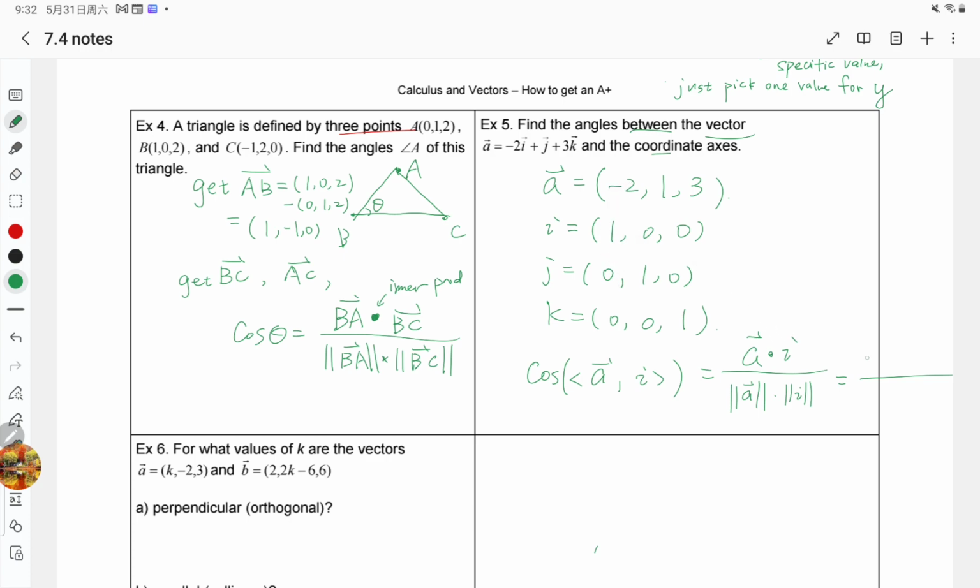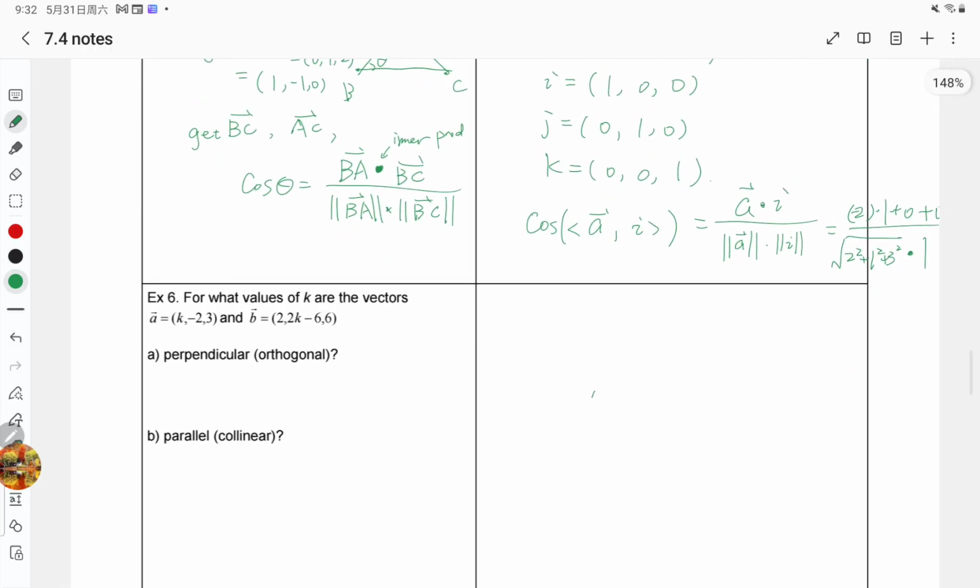And then you just plug in, right? So this is -2 times 1, plus 1 times 0, plus 3 times 0. And then the length of A is the square root of 2 squared, 1 squared, 3 squared, and then times 1, right? So the length of i is 1. Yeah. So I think you guys should be fine with this.